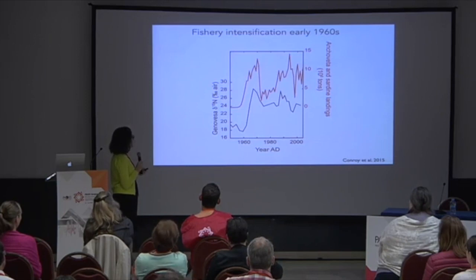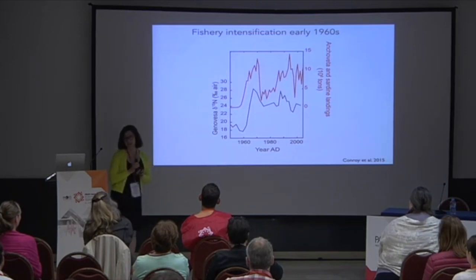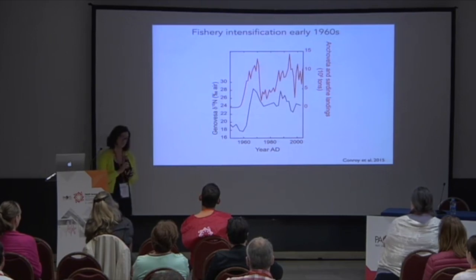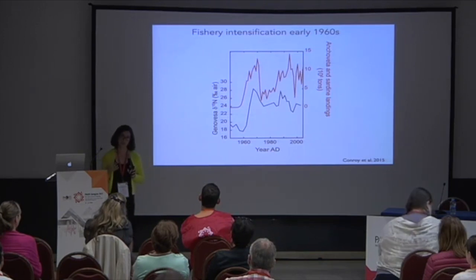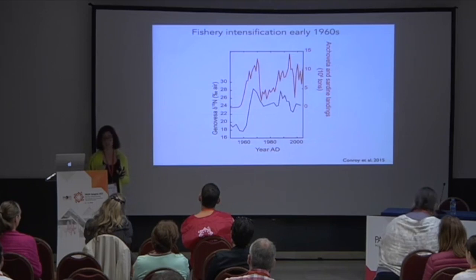And so what we see is this is not natural variability here. This is more and more fishing boats catching more and more fish. And that pretty much coincides with this abrupt increase in Genovesa delta N15 values. So that suggests the seabirds are somehow responding to this fishery intensification. Somehow that is impacting their ecosystem and rippling up and impacting the seabirds.